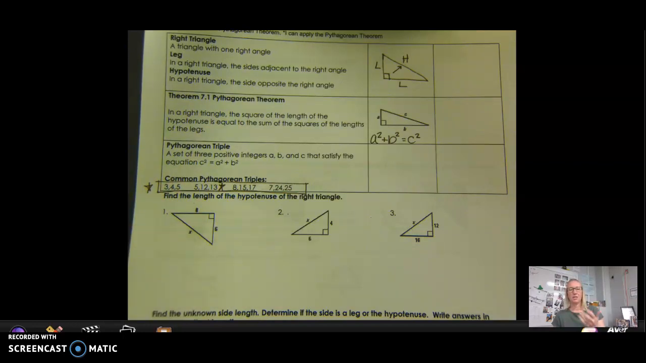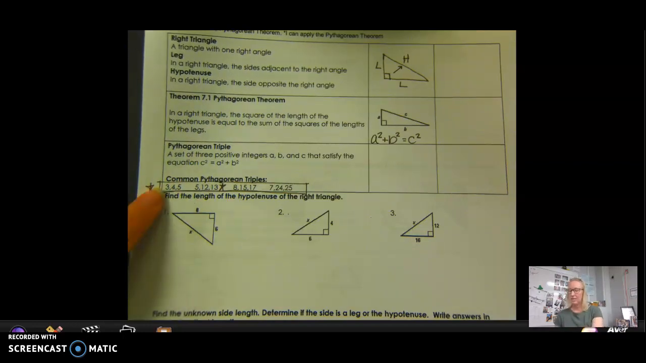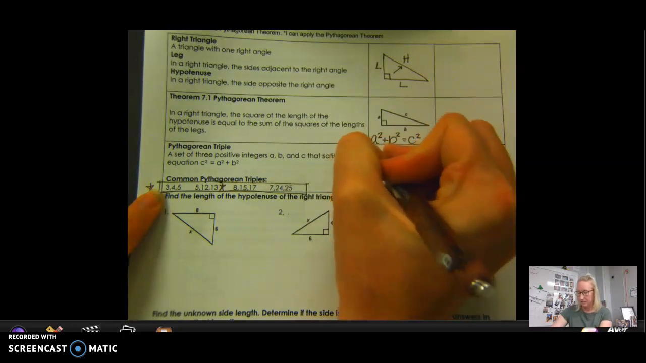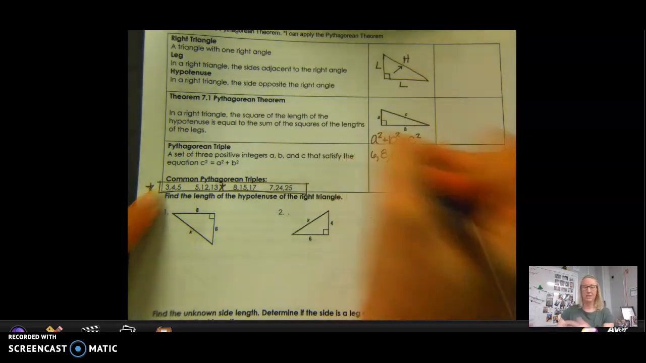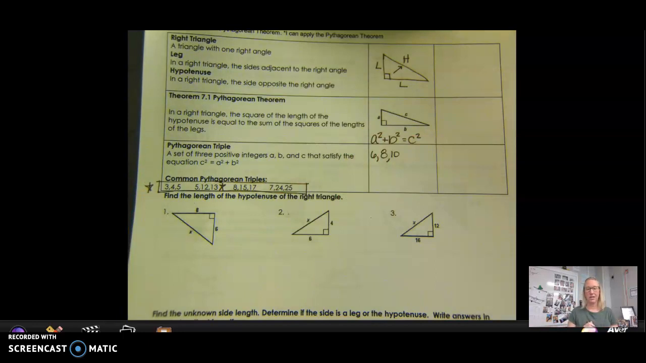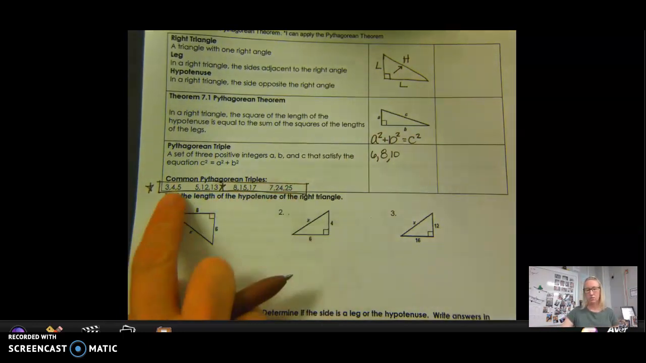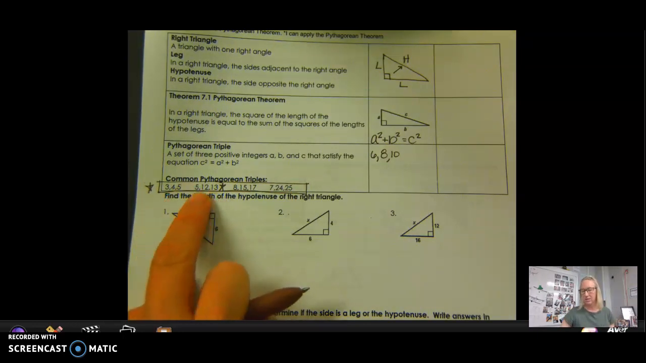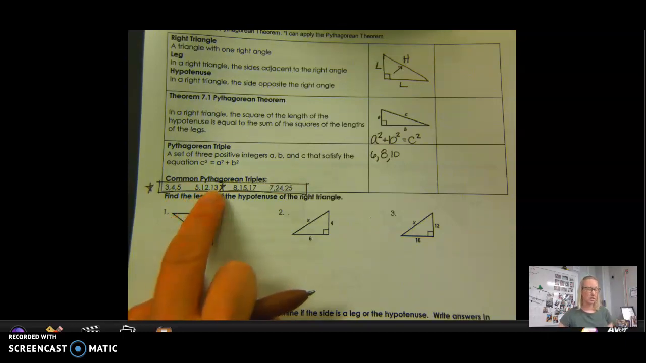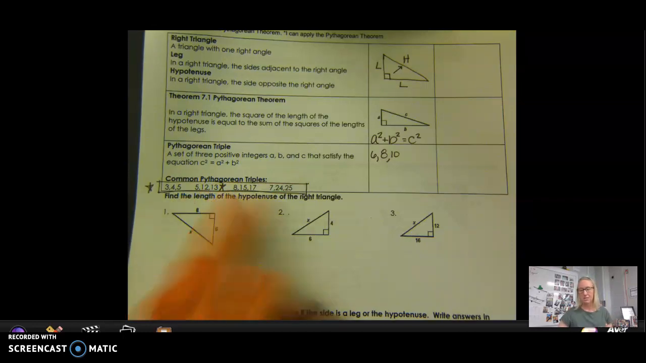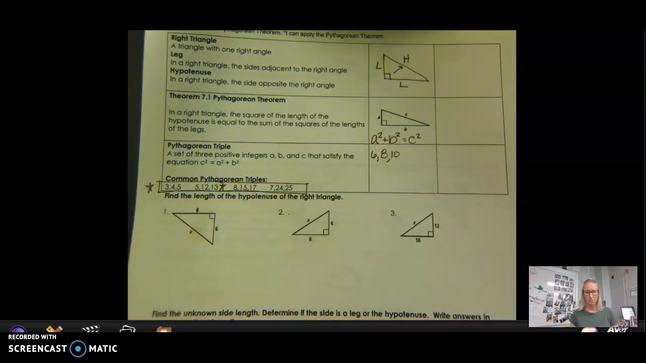But then there are also multiples of these Pythagorean triples. So a 6, 8, 10 is also three side lengths that work to make a right triangle. Anything you multiply these by will still work. So if I multiply this by 5, 15, 20, 25 would work. If I multiply this by 5, a 25, 60, 65 would also work. So these 4 and then multiples of them.